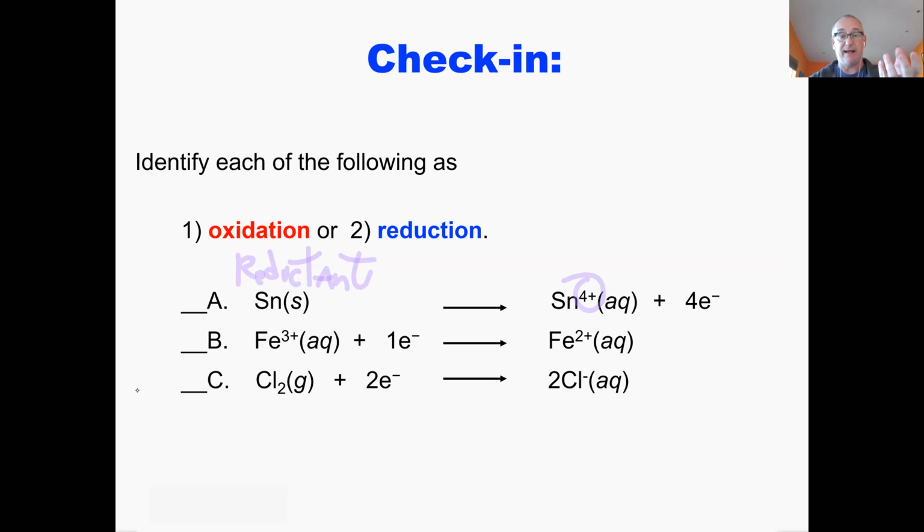Another way to look at it is if oxidation takes place, electrons are a product because they're being removed from something. So oxidation removes electrons. Remember, oxidation is loss. So you're removing electrons and sending them somewhere else. So that is an oxidation reaction. What about the second one? Iron 3 goes to iron 2. Is that an oxidation reaction or a reduction reaction?